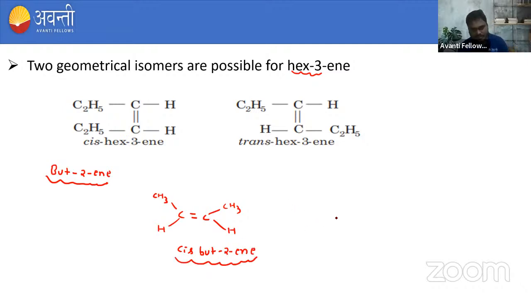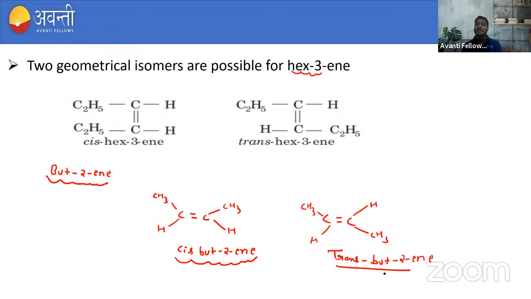Now what is this? Carbon double bond carbon. This is again CH3, this is again CH3, this is H and this is H. So same groups across the carbon, right? So this is known as trans but-2-ene. This is how we can define trans but-2-ene and cis but-2-ene. Clear?